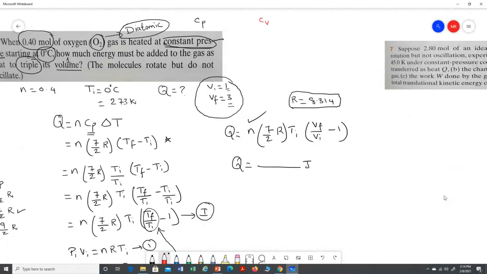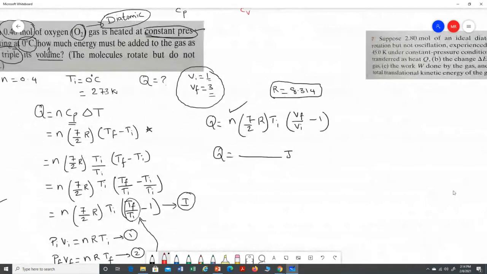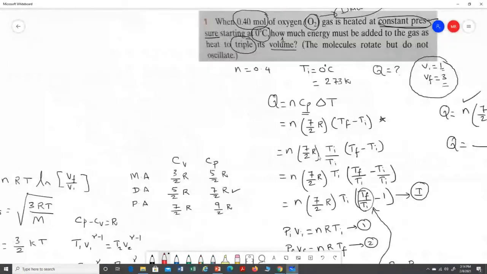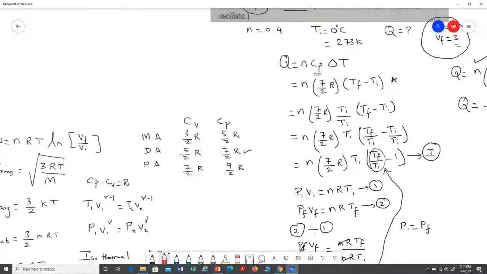Okay, this one I get, but why did you choose the 7/2? You can see this is for monatomic, diatomic, polyatomic. For CP, what is the value for diatomic? Oh, okay, now I get it. Is it clear?